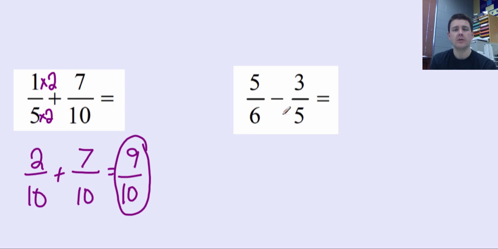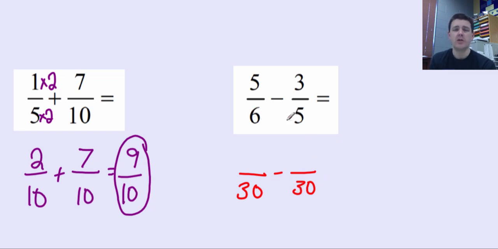Now we try the next one. 5/6 minus 3/5. Again, we have to figure out what both a 5 and a 6 can be turned into. Well, I can look at my multiplication chart and start writing out my 5s. 5, 10, 15, 20, 25, 30. Same thing with my 6s. 6, 12, 18, 24. And you'll notice that the only time that they match up with each other is at 30. That's the first time that they match up.